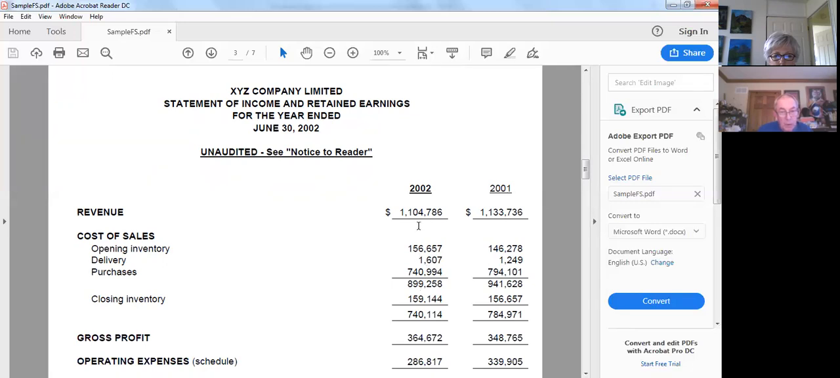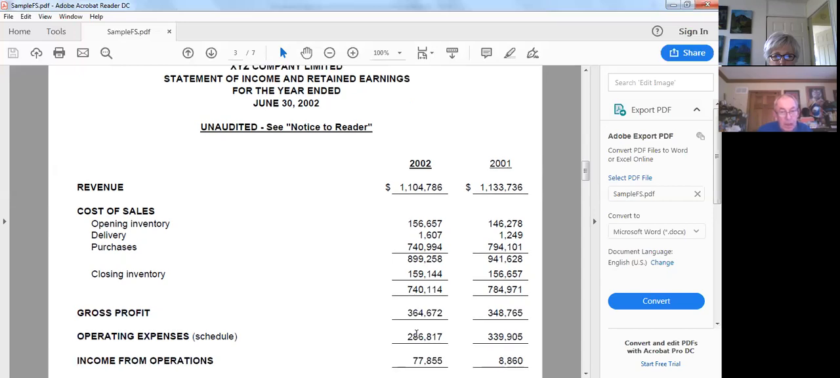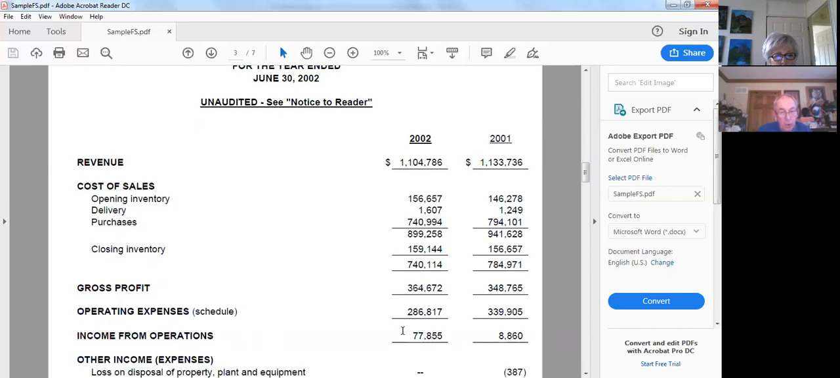You sold $1,104,000, so that your gross profit is now $364,000. Operating expenses are $286,000. Most of the time you'll see in financial statements, they'll list the operating expenses right in line with the rest of the income. In this case, they've decided to put it on a separate schedule, so we'll look at that separate schedule in just a couple of moments. So your income from your whole operation is $77,855, which is your gross profit minus your operating expenses.